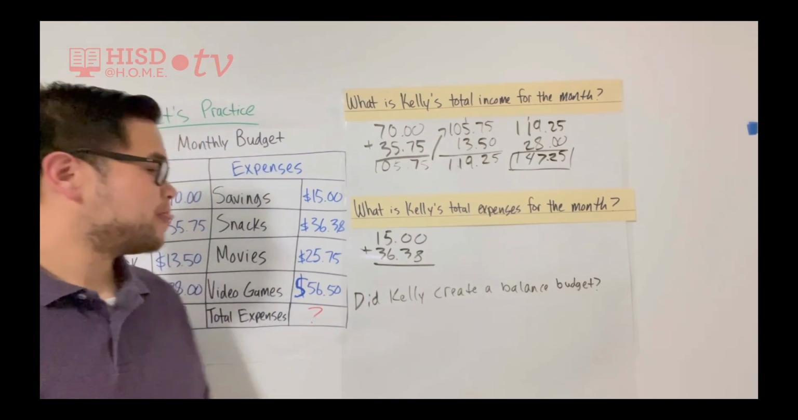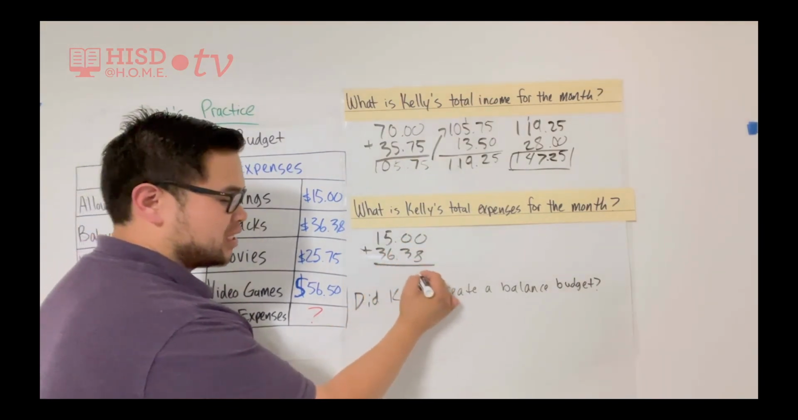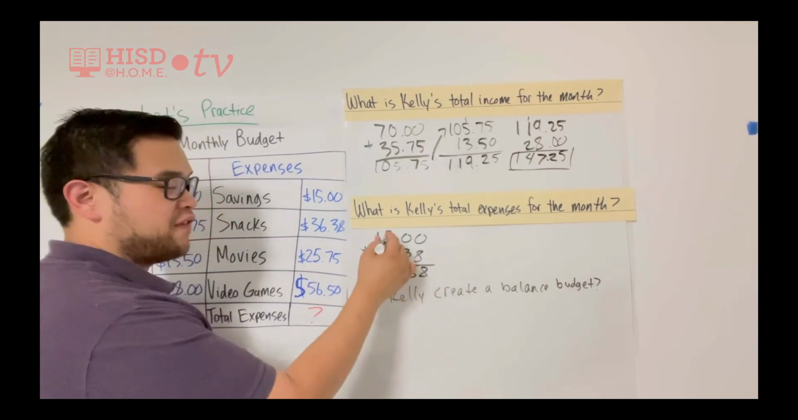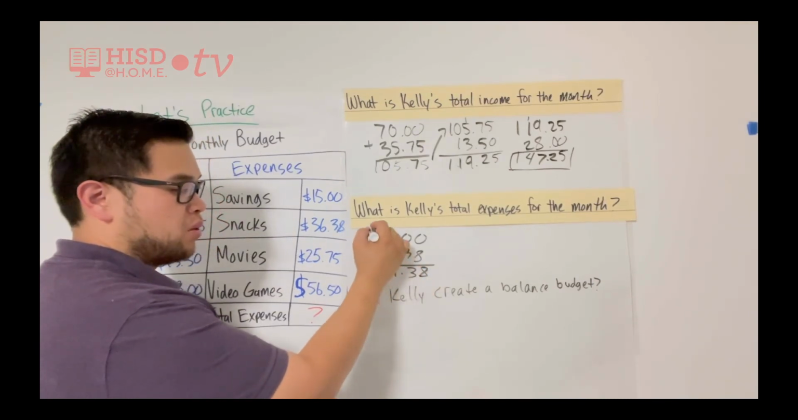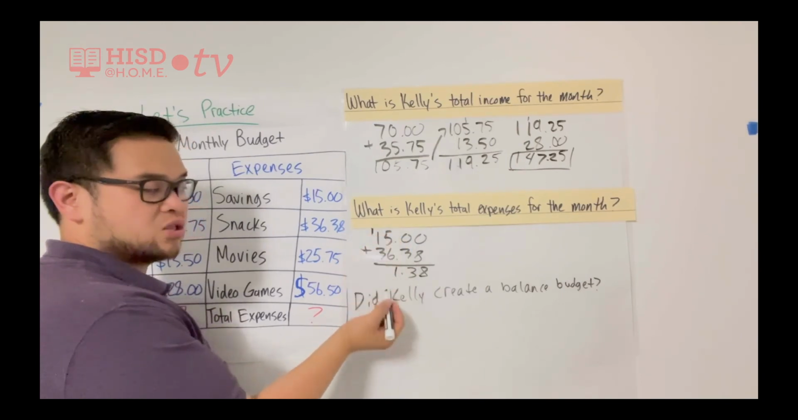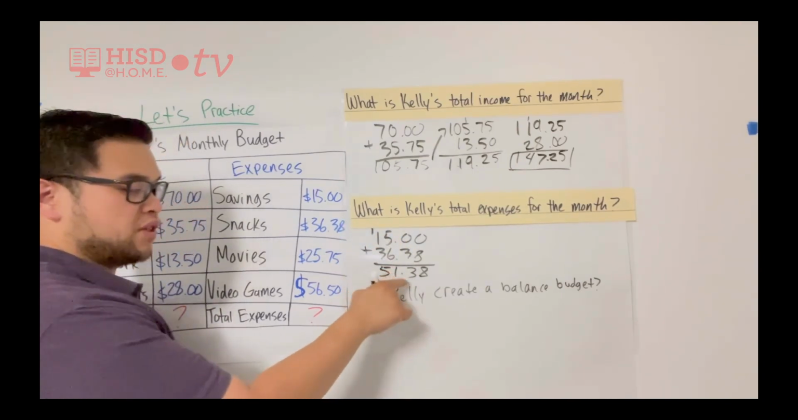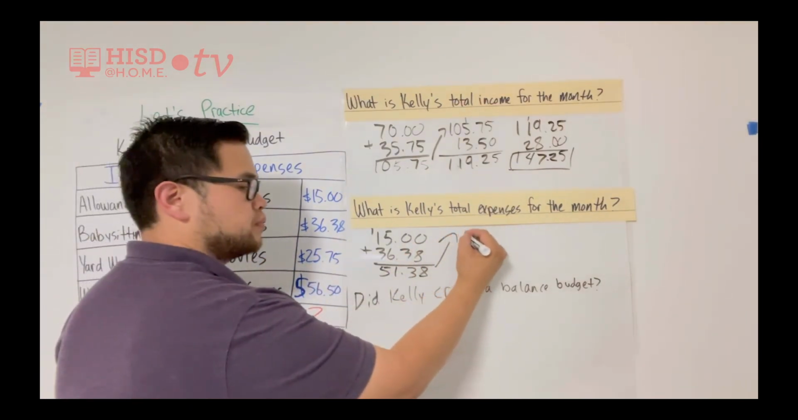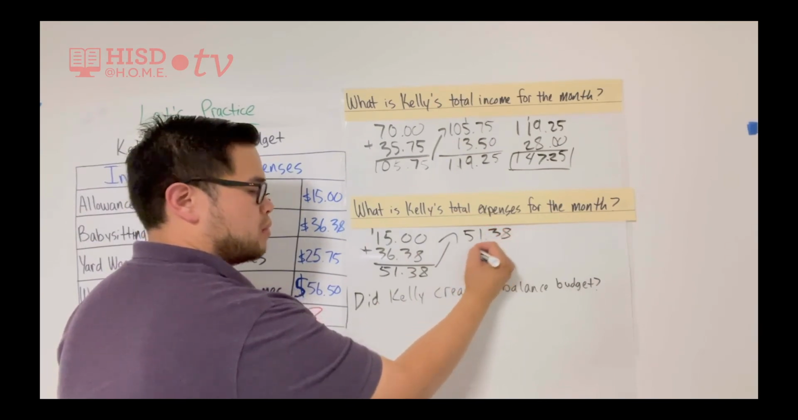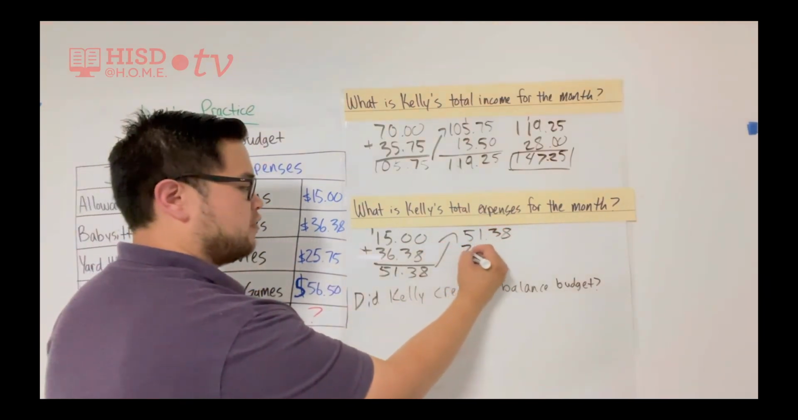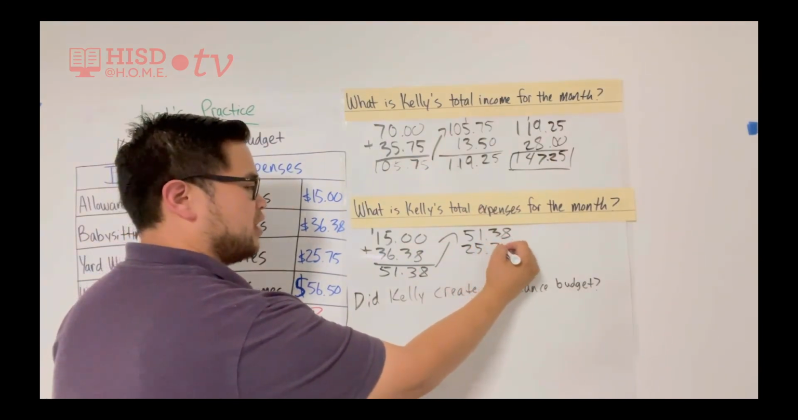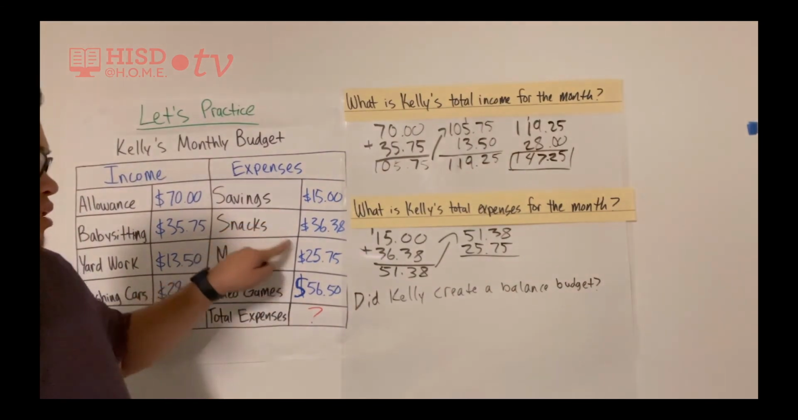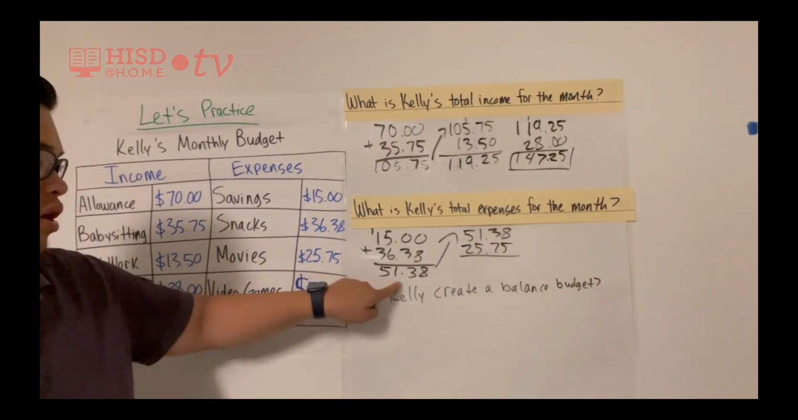Okay, 0 plus 8 is 8. 0 plus 30 is 30. Then 5 plus 6 is 11. Bring my 10 over here. 10 plus 10 is 20, plus 30 is 50. So $51.38. I'm going to bring it up here, and now we're going to add the movies. The movies is $25.75. So right now for savings and snacks, she has expenses of $51.38.